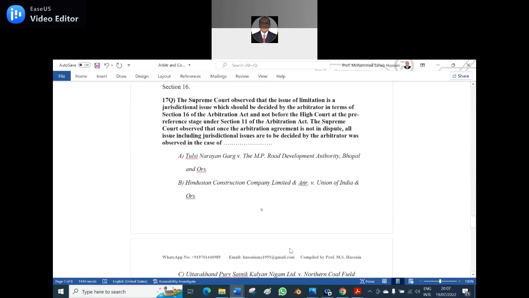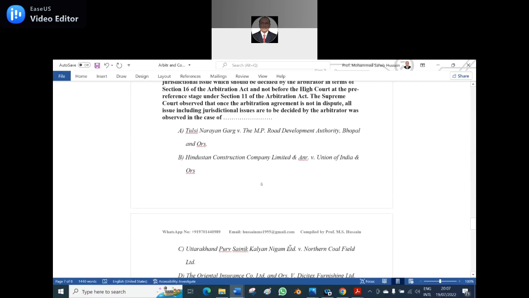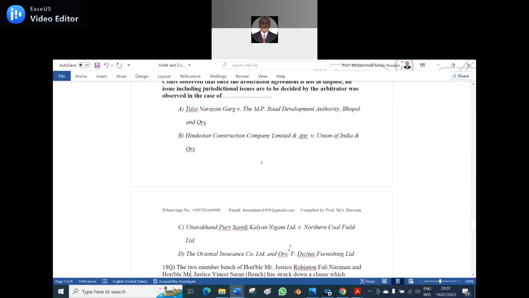B. Hindustan Construction Company Limited case, C. Uttarakhand Purv Sainik Kalyan Nigam Limited, D. The Oriental Insurance Company Limited and others. Option D, sir. Oriental Insurance Company. Wrong. Option A, sir. Tulsi Narayan. Then it should be B, sir. Hindustan Construction Company. Wrong. Option C, finally. It's the Uttarakhand Purv Sainik Kalyan Nigam Limited versus Northern Coalfields Limited.